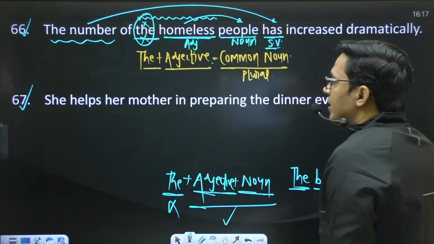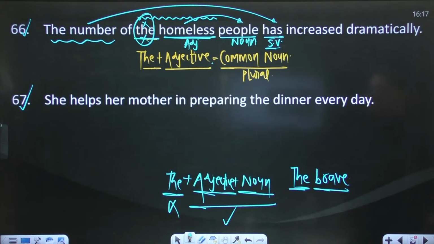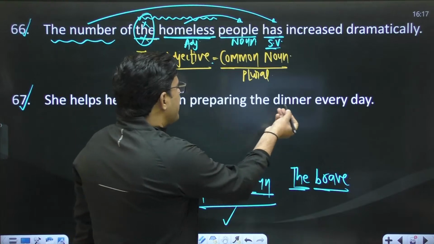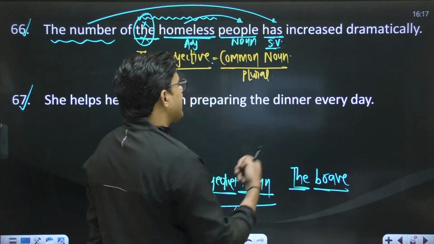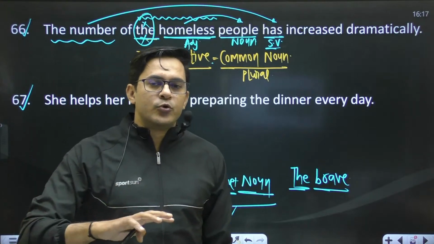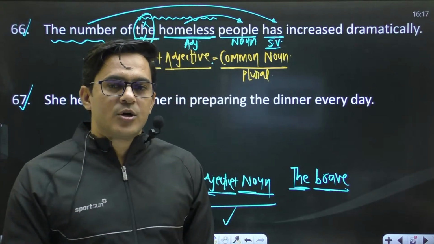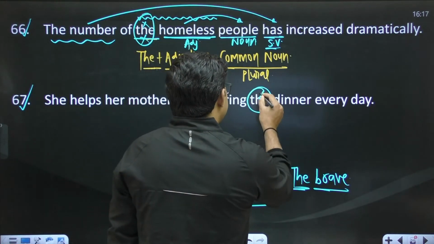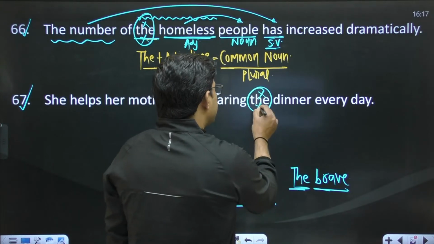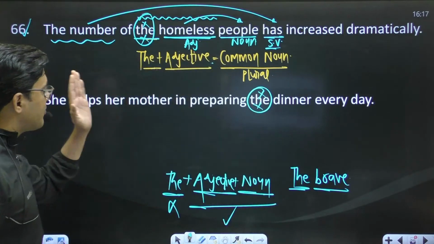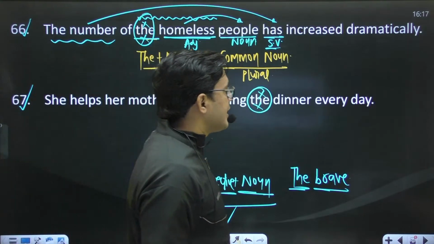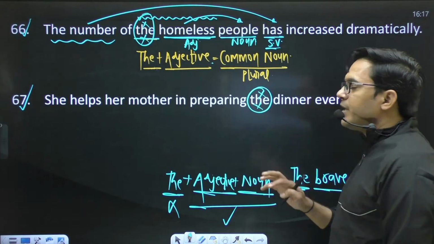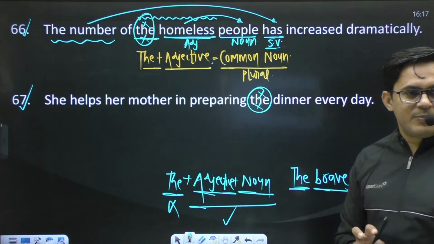Next sentence, she helps her mother in preparing the dinner every day. Okay, you know, we have phrases, prepare dinner, prepare breakfast, prepare lunch, or you can say cook food, cook dinner, cook breakfast. We have a phrase, and this phrase doesn't demand any article the. The sentence will be like, she helps her mother in preparing dinner every day, right? Drop article the. The sentence will be fine now.